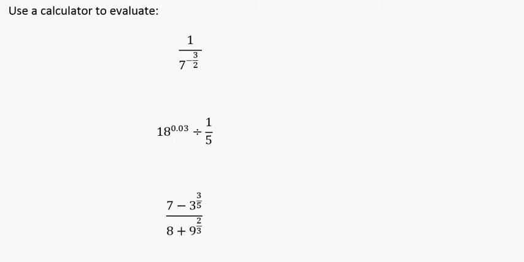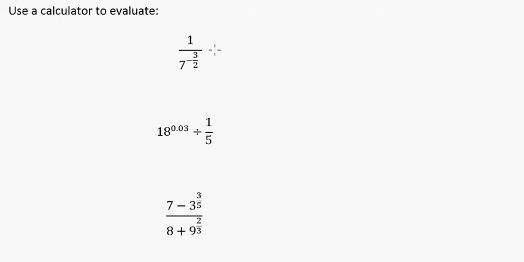Okay, in this video we're going to use the graphing calculator to evaluate some expressions that involve rational exponents and rational expressions. So let's start here. Now our rule is whenever we have a rational number and we're going to type it into the calculator, we like to wrap both the numerator and the denominator in parentheses. Also, we wrap the exponent in parentheses if the exponent is a rational number. Okay, so let's look at this first example.